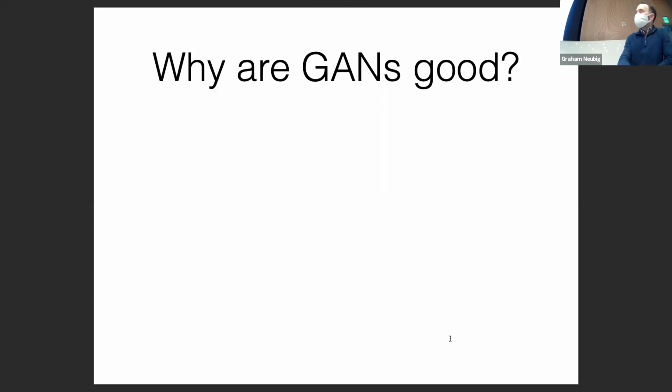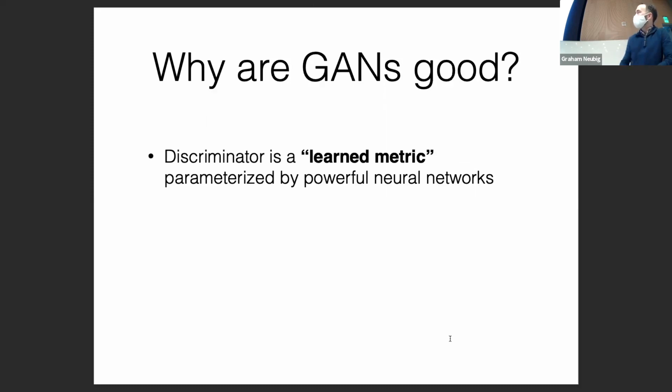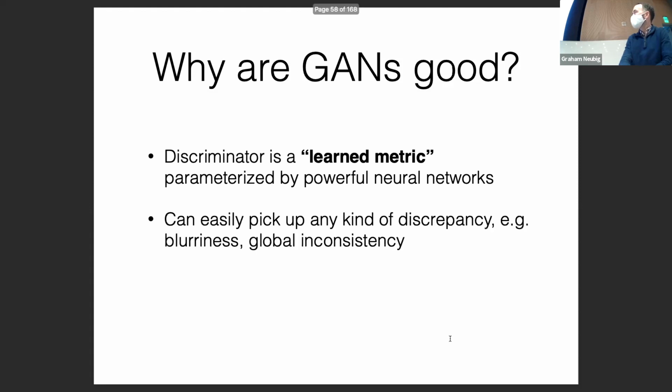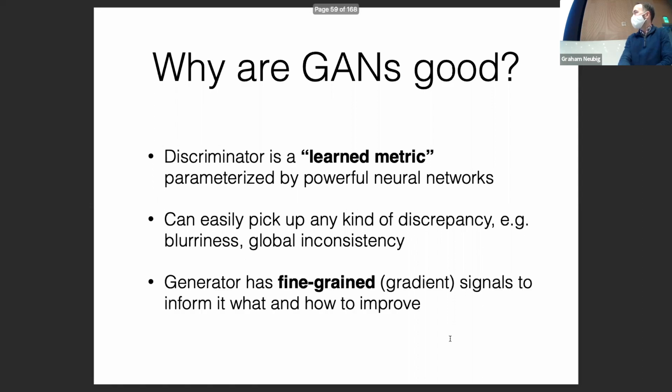So why are GANs good? I've already kind of mentioned this, but basically the discriminator is a learned metric parameterized by powerful neural networks. So no matter how complicated the two distributions that we're trying to measure the similarity between are, nonetheless, we know that a neural network should be able to distinguish the differences between them if trained appropriately. And it can easily pick up on any kind of discrepancy, for example, blurriness or global inconsistency.